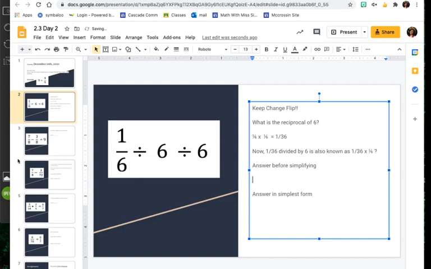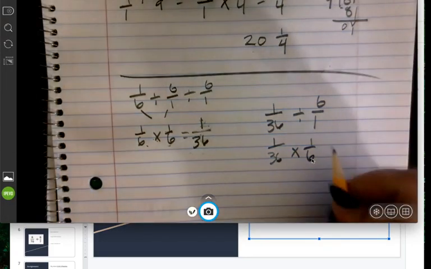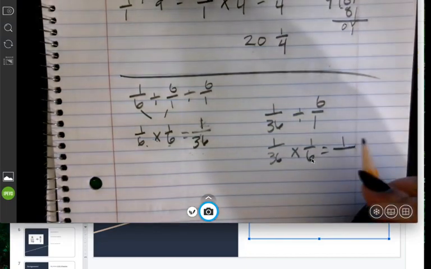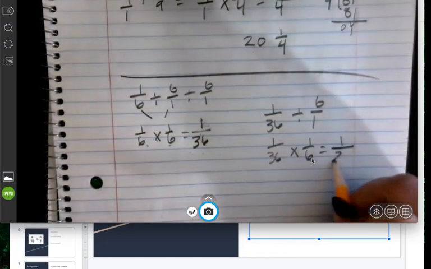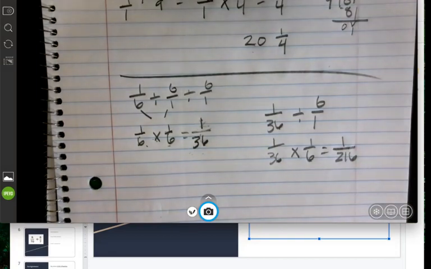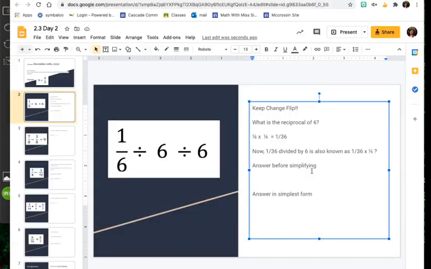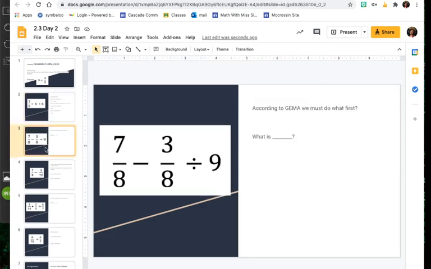So what's the answer before simplifying? What did we get for our answer? It was 1/36 times 6 is 2/16. I actually just know that. So the answer before simplifying is 1/2/16. You can't simplify that, so the answer in simplest form is 1/2/16. There you go. Let's keep going.